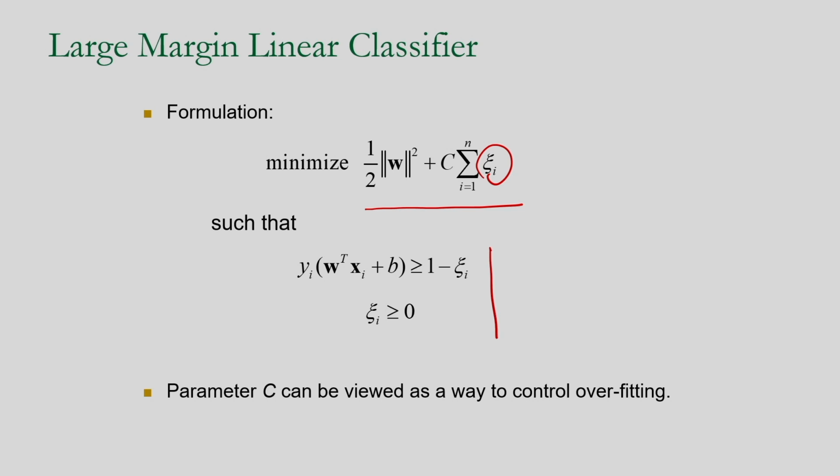I have to consider these two conditions, and this parameter C can be viewed as a way to control overfitting. That means the parameter C tells the optimization how much you want to avoid misclassification of each training example. So I have to avoid the misclassification, and this parameter C controls the overfitting. So this is the concept of the large margin linear classifier. Briefly I have explained the large margin linear classifier.